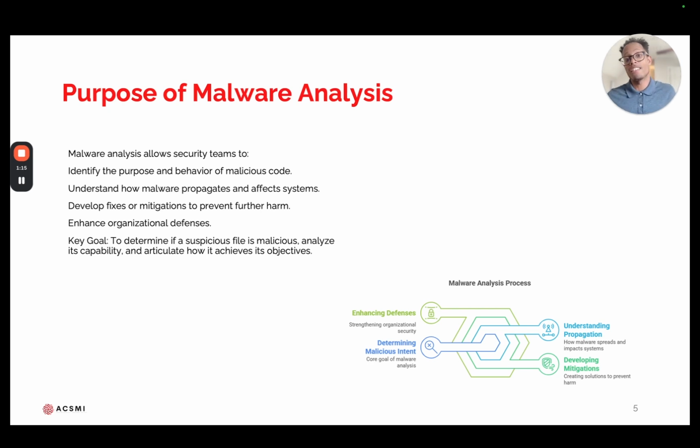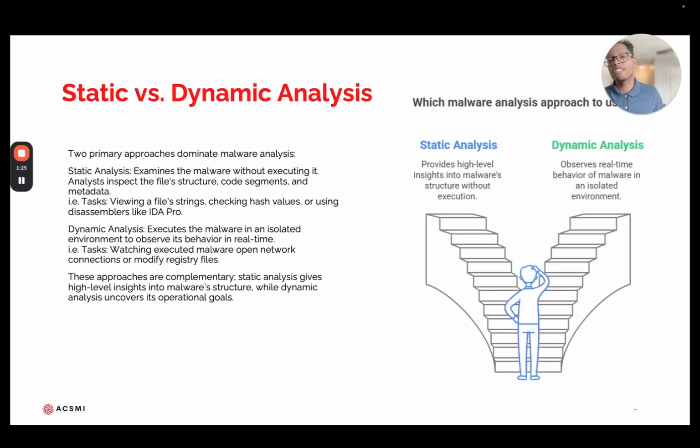We need to understand how it actually affects the system. What is it targeting? Is it changing registry keys? We have to develop a fix and mitigation for this too, because we want to make sure that we can extract it and it won't happen again. The goal is to determine if the file itself is actually malicious or not. So static versus dynamic, which path will you choose? Honestly, it really just depends upon you and what you want to do.